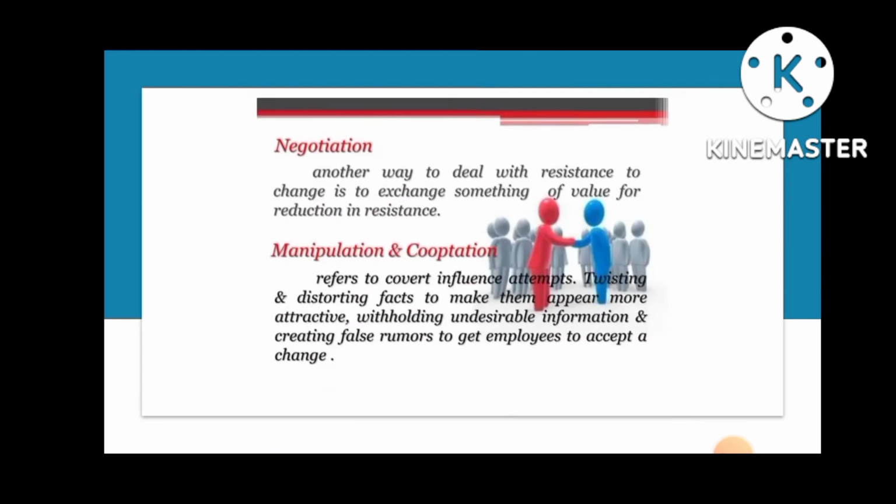An expression of concerns about the change can provide important feedback that managers can use to improve the change process. Then negotiation. Another way to deal with the resistance to change is to exchange something of value for reduction in resistance. Then manipulation and cooptation refers to the covert influence attempts, twisting and distorting facts to make them appear more attractive, withholding undesirable information, and creating false rumors to get employees to accept a change.